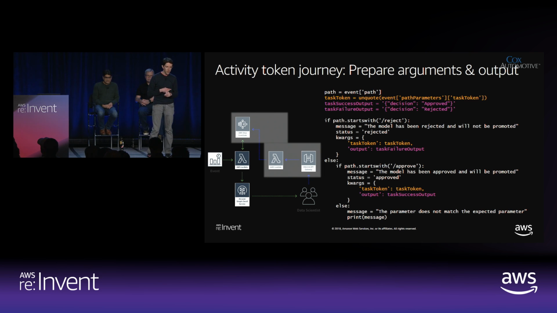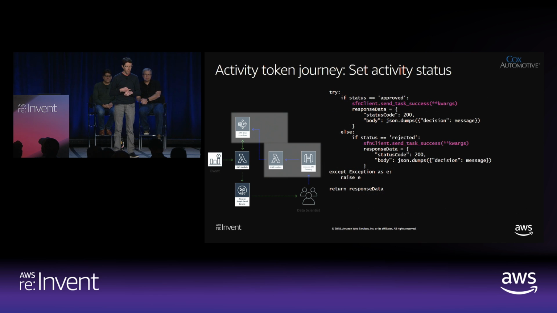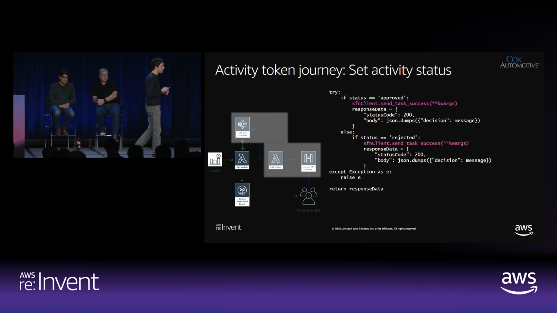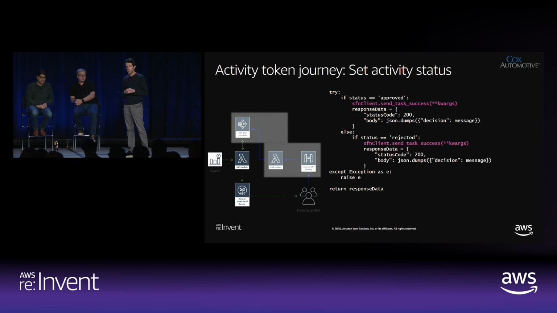So in orange, we're simply parsing the task token from the string that goes through API Gateway. And we're adding task success output and task failure output, because that's going to drive subsequent state machine behavior. Then we're preparing arguments, the task token and the output in this slide. And then this is part of the same process. We're using the state machine function called sendTaskSuccess to pass that through to AWS Step Functions.